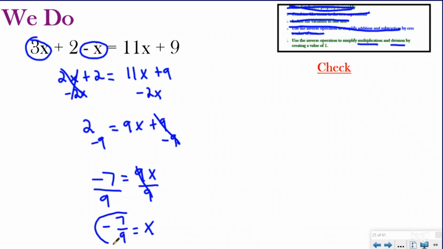I think that is my solution to this equation. So now we need to go back and actually check it. I'm going to rewrite 3x plus 2 minus x equals 11x plus 9, right? And then I'm going to plug in negative 7/9 for every variable.